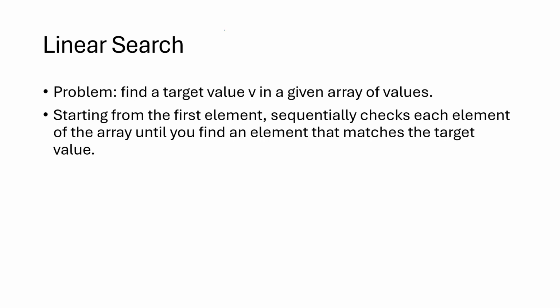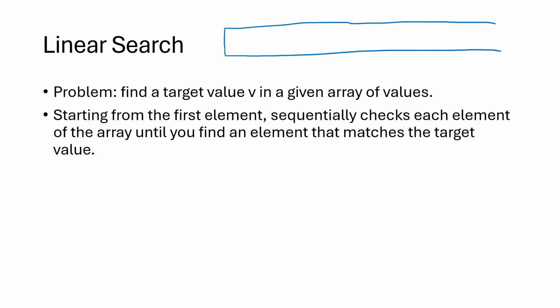So if this is our representation of the data structure, like an array, what linear search does is it starts from the beginning of the array and compares the value in the first position with the target value v. And if it finds it there, it returns the index 0 and says, I found it at index 0.